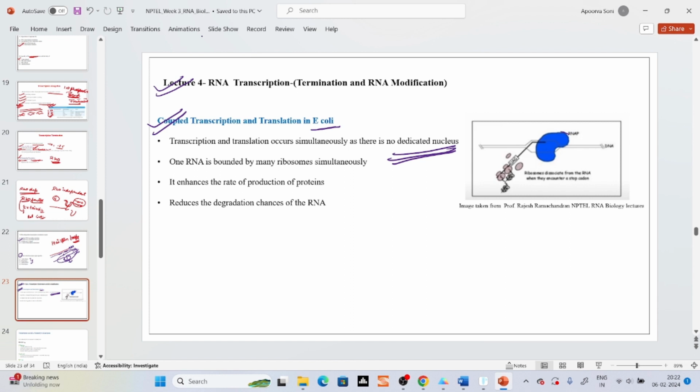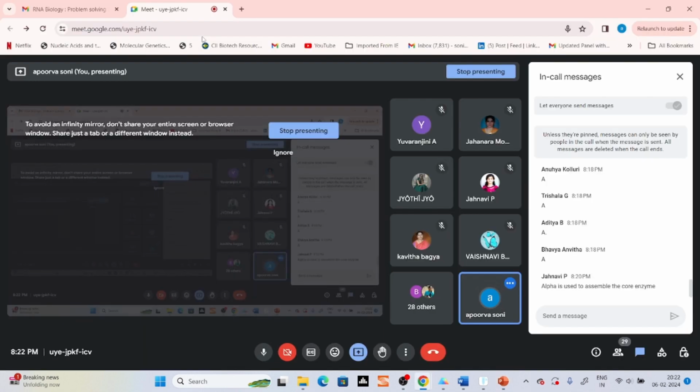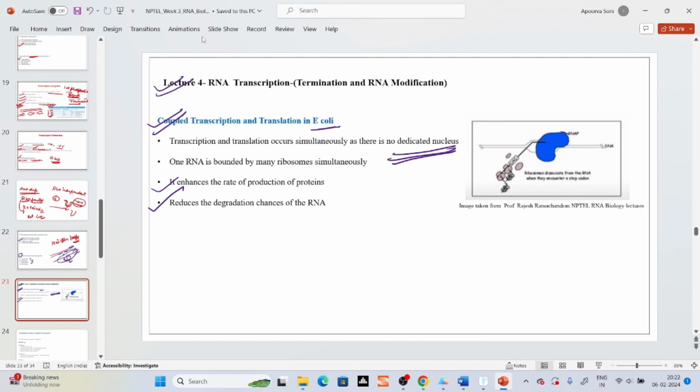So what they are saying is that in prokaryotes, this is one RNA, and in this one RNA, many ribosomes bind simultaneously. So it enhances the rate of production of proteins, and it reduces the degradation chances of the RNA. What does it mean? It reduces the degradation chances because RNA, you know, is very unstable. RNA is very prone to degradation.